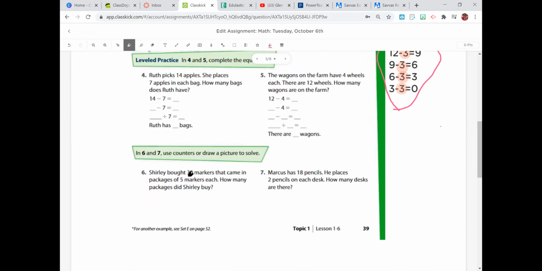So for instance, this first one, Shirley bought 30 markers that came in packages of 5 markers each. I can start with 30, my total, and divide it into 5. And then on the side, I'll write the repeated subtraction and how many times I subtracted. Once you're complete with your assignments, you are done with math for today.